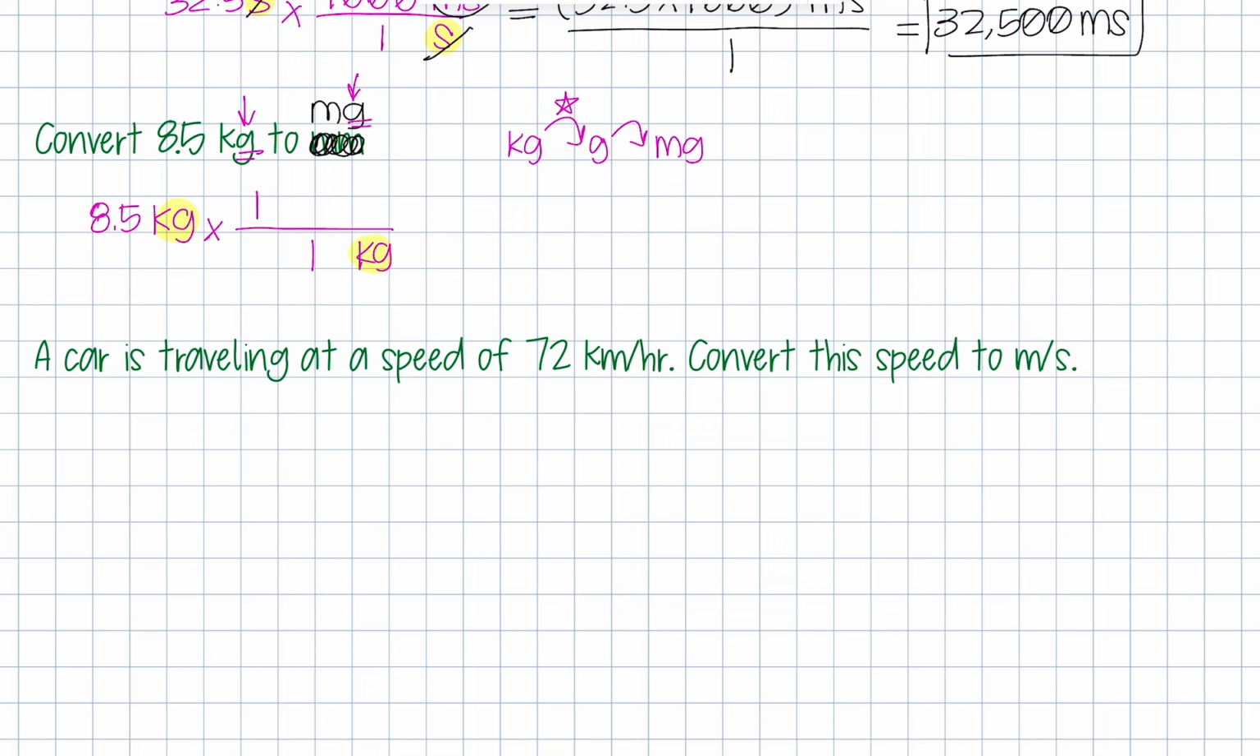So 1 kilogram is 1,000 grams. Great. Now I am here. So this next step, I have to go from grams to milligrams. If I know my prefixes, I know that milli means that there are 1,000 milligrams in 1 gram.